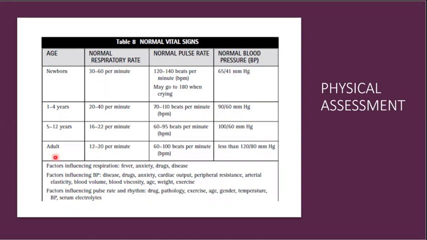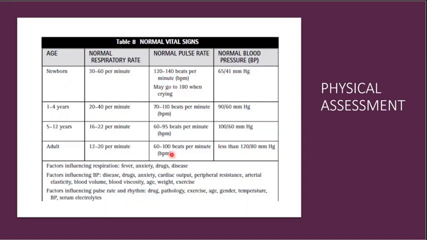For an adult, it will be between 12 to 20 per minute. So again, you can still come back to this slide, pause the video, and go through what these ranges are. So the normal pulse rate will be between 120 to 140 for a newborn. If the newborn is crying, it can go up to 180.